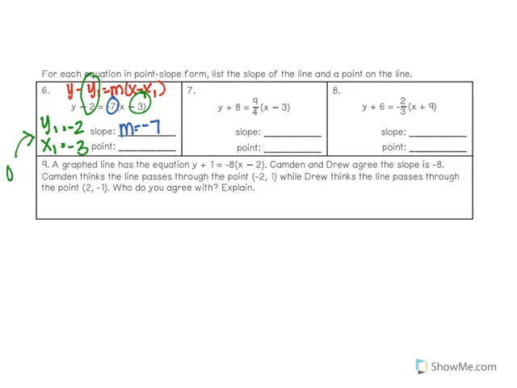I need these to be opposite. That's important. So since they're both negative, they're going to become positives, and the x is a 3 and the y is a 2. That's why we need to know that those points became opposite.